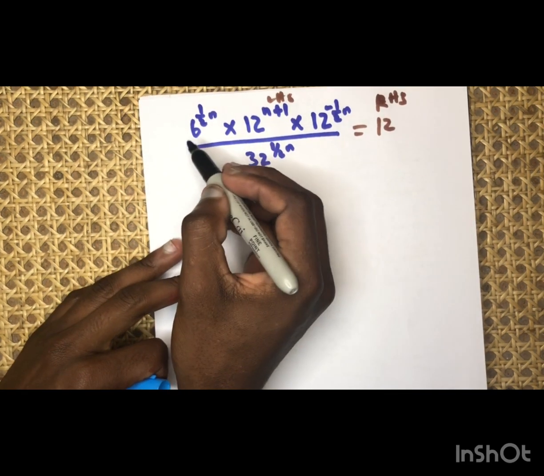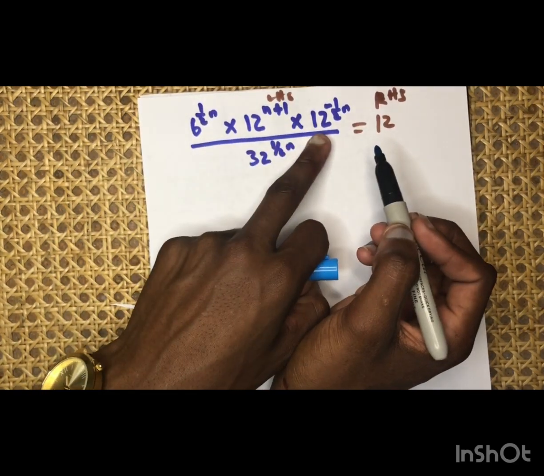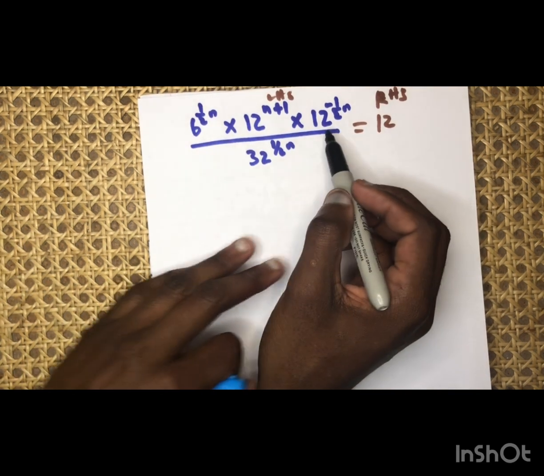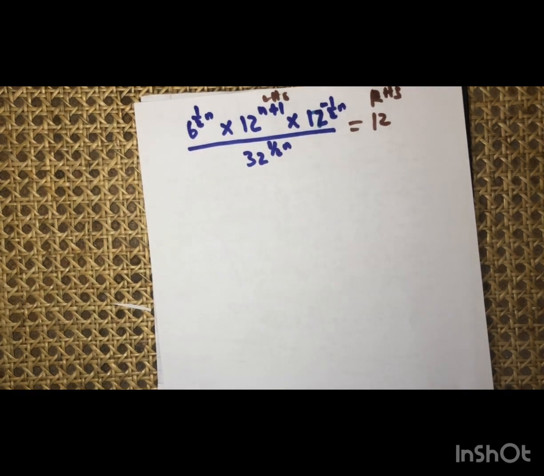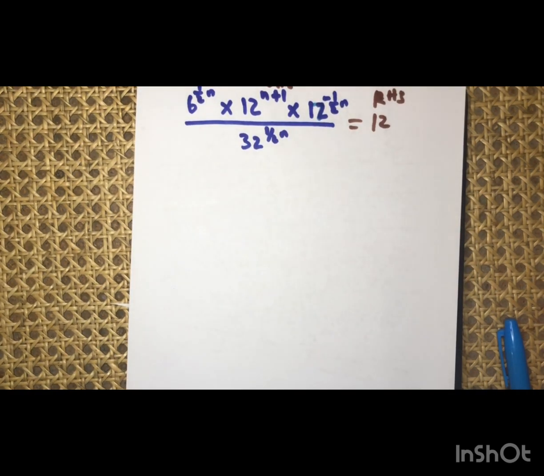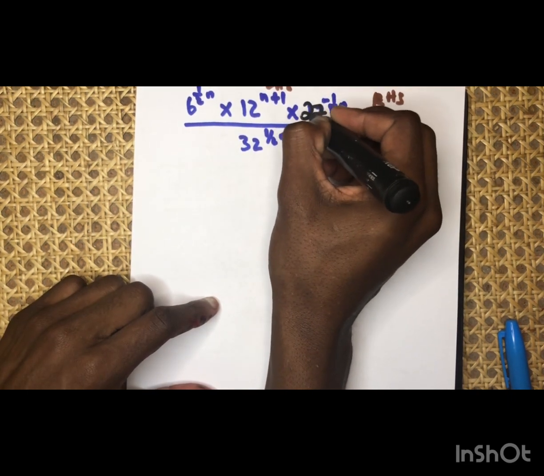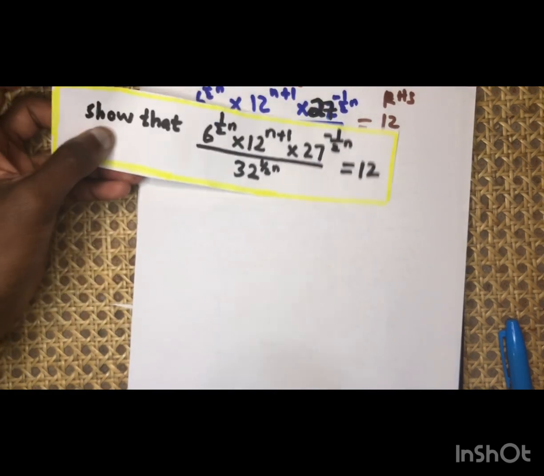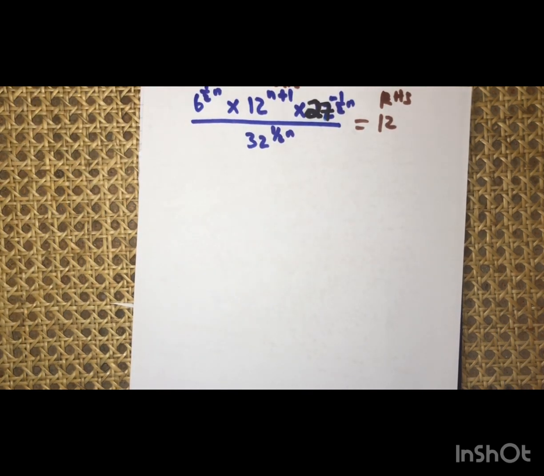So here I'm going to need the prime factors of 6, the prime factors of 12, and the prime factors of 27. This is supposed to be 27, not 12 again. This is 27. Let's change it. So this is supposed to be 27, isn't it? I'm going to put 7 here. This is 27, because the question was given as 27 to the power negative half n. All right, let's work it out.